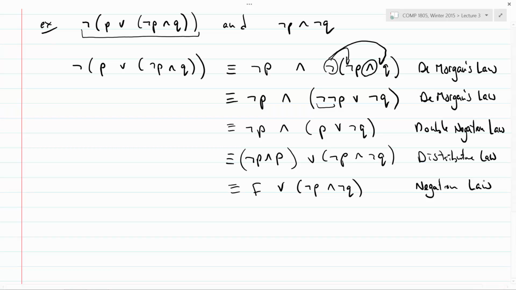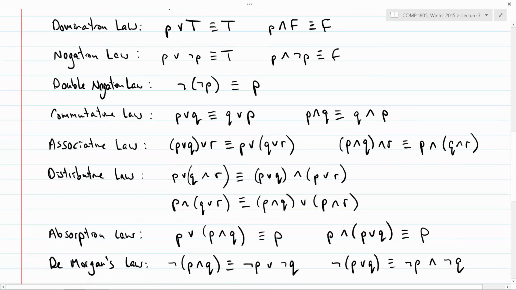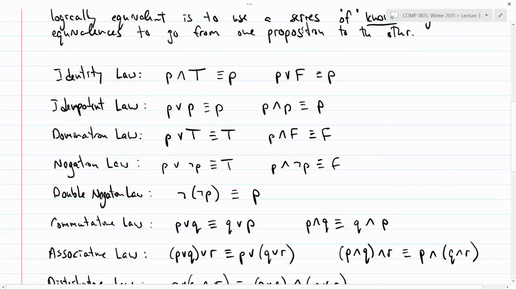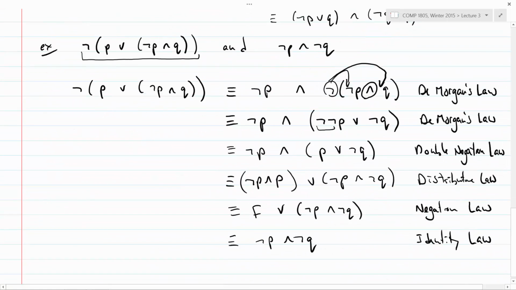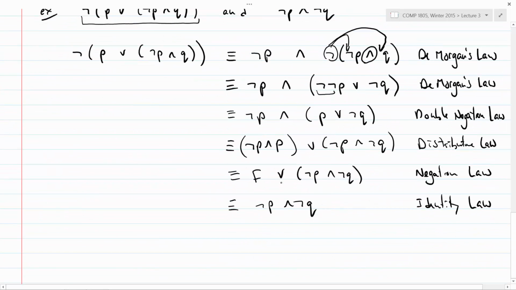Notice that we're kind of close to our answer, right? We want not P and not Q, and there's a not P and not Q sitting right there. How do we finish the job? Yeah, we just get rid of the false, and how do we do that? Yeah, that's the identity law. If you look into the list of laws, that is exactly the identity law. So we'll go up here. The identity law says that something or false is just that something. And this is something or false.